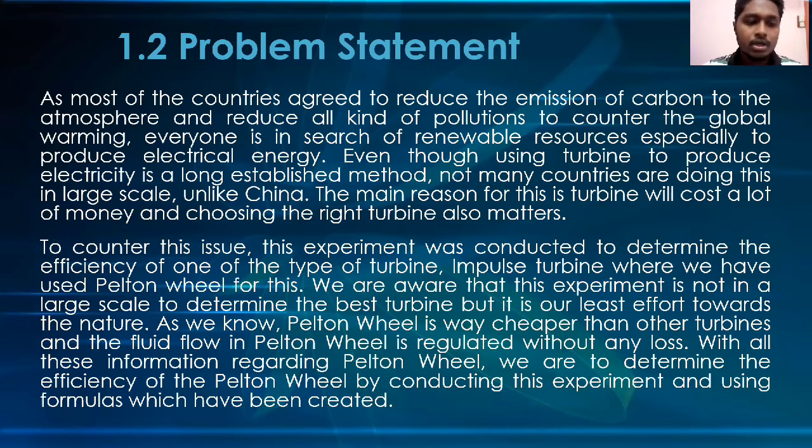To counter this issue, this experiment was conducted to determine the efficiency of one type of turbine, which is the impulse turbine, where we have used Pelton wheel for this. We are aware that this experiment is not on a large scale to determine the best turbine, but it is our least effort towards the nature. As we know, Pelton wheel is way cheaper than other turbines, and the fluid flow in Pelton wheel is regulated without any loss. With all this information regarding Pelton wheel, we are to determine the efficiency of the Pelton wheel by conducting this experiment and using formulas which have been created.